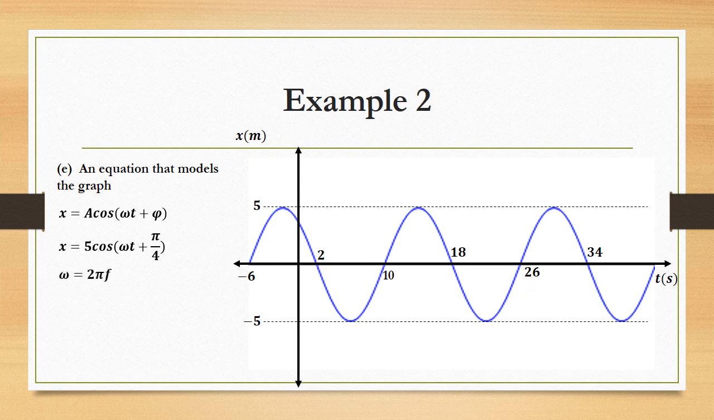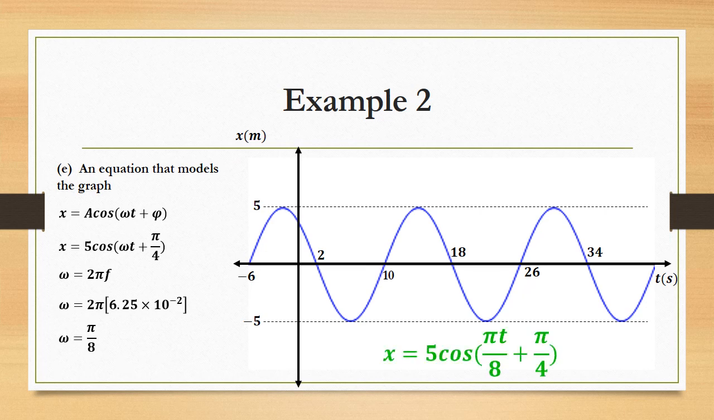2 pi f is the formula for omega. Remember, you can also use 2 pi over T. Either one is correct. Same thing. And I'll just plug in f here. I only, by the way, chose to use 2 pi f because the last time we did this, we did 2 pi over T. So I just want you to get used to doing it both ways. Neither is better. They're just two different equivalent ways of finding omega. That means omega is pi over 8. And your final equation: x is equal to 5 cosine of (pi t over 8 plus pi over 4).